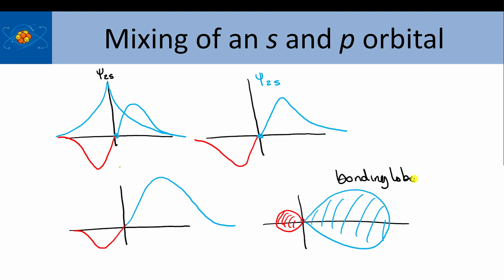Because remember, in valence bond theory, one of the premises is that when you form the bond, the better the overlap, the stronger the bond, or the more stable the bond will be. So I can create a bonding lobe that's large on one side. This is the bonding lobe, and this is the side that it's going to attach to another orbital from another atom.